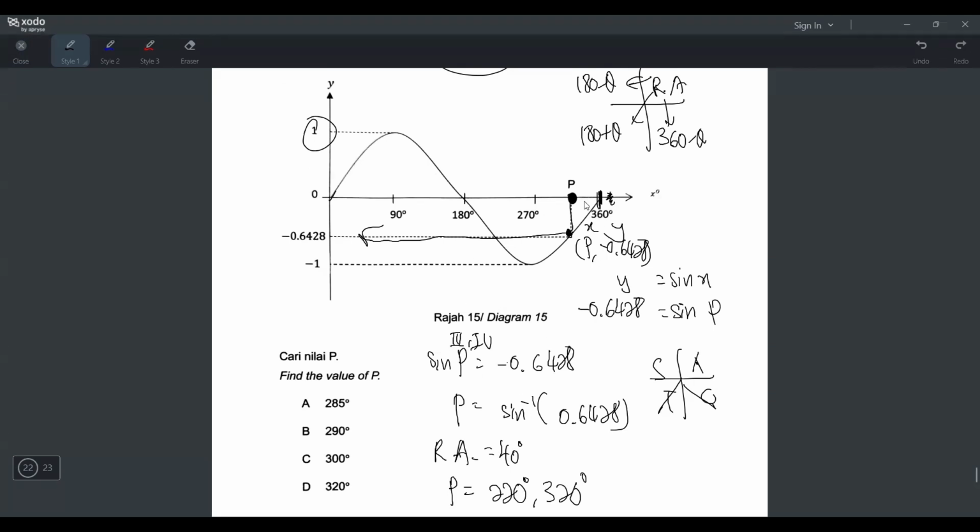Yes, correct. But if you look at your diagram, you perasan tak, you punya P value adalah in between 270 and 360. So it cannot be 220. Okay, doesn't make sense. So the answer must be 320.